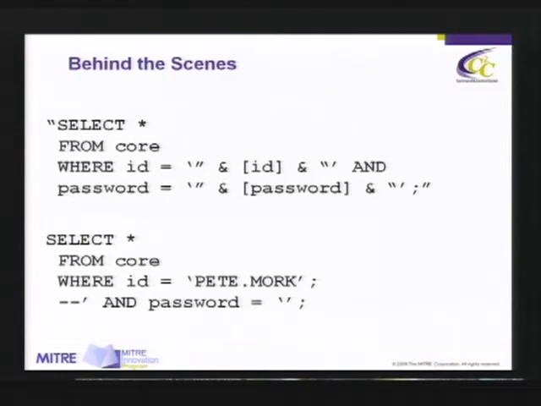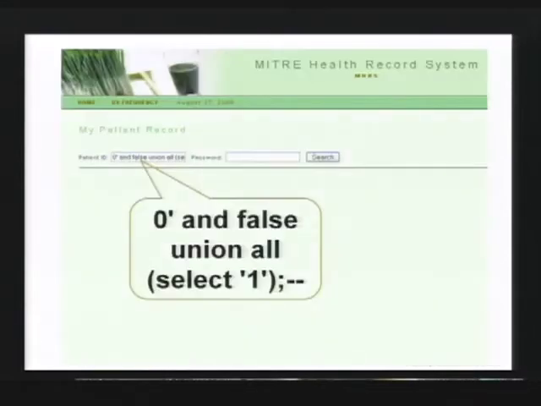The 2 dashes are a comment, so that last line, what I put on the last line, is simply ignored because it's now a comment. As a result, I get all of the information about this user without ever having provided a password. That's bad enough, but it gets worse.